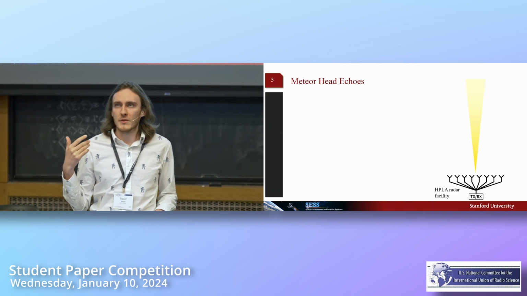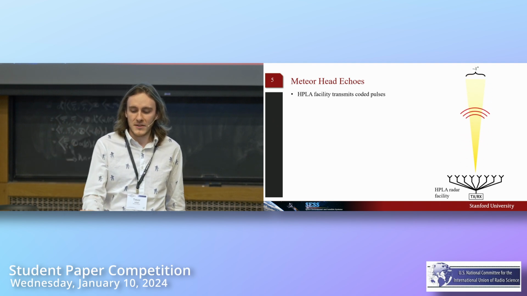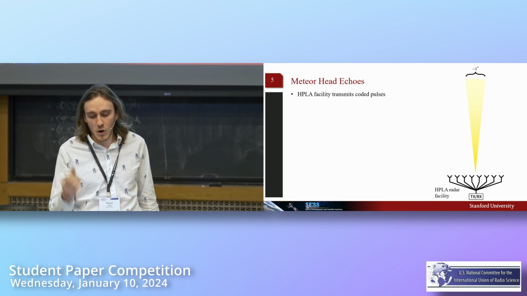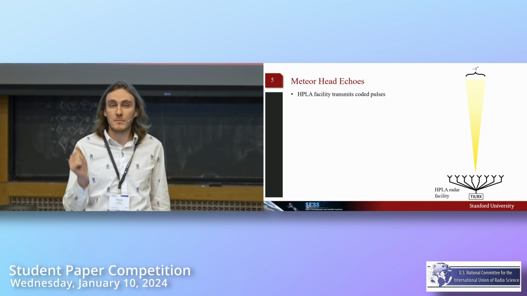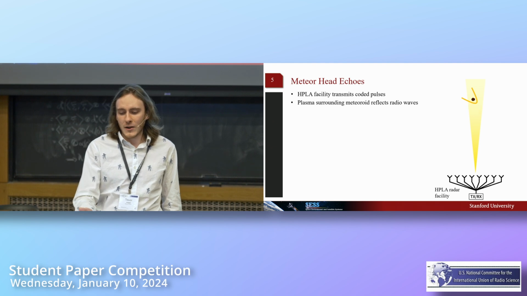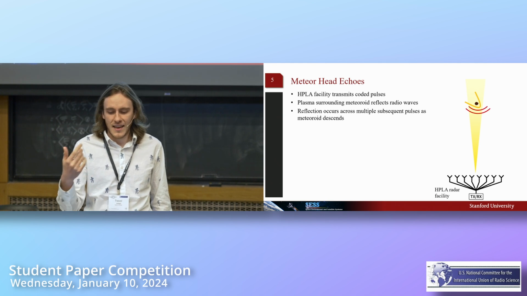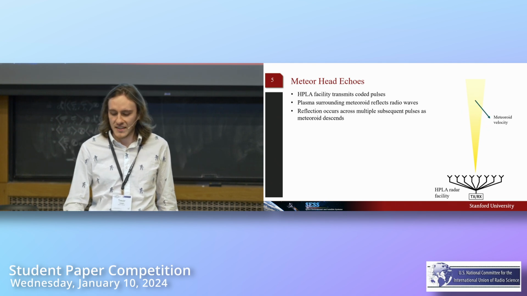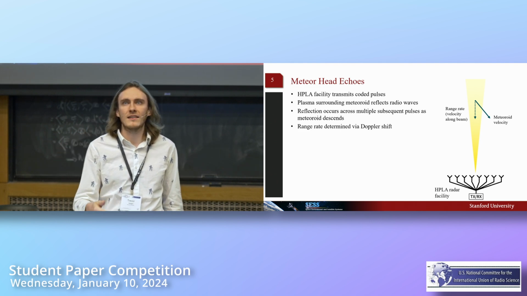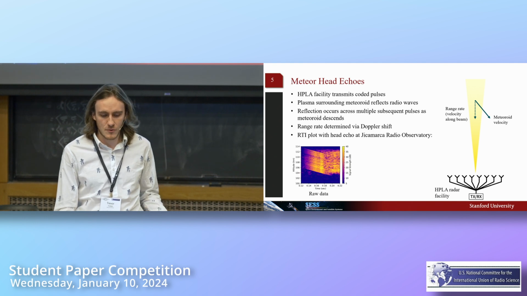So we need to talk more specifically about how head echoes form in radar data. So you have your HPLA radar facility that is transmitting pulse after pulse after pulse. These are coded pulses at a co-located facility transmitting and receiving, and the beam tends to be very thin, so on the order of 1 degree. And you have your plasma that surrounds the meteoroid as it enters Earth's atmosphere, and it reflects the radio waves that are being transmitted and on multiple subsequent pulses as the meteoroid descends. And so as it descends, then you'll have some range rate or the velocity along the beam, and that range rate can be determined via the Doppler shift in your raw data.